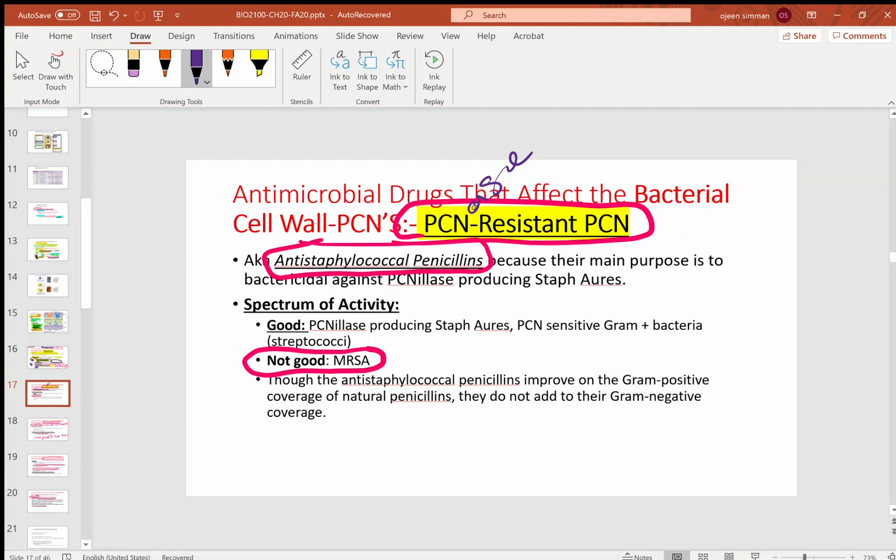I want you guys to know that these penicillinase resistant penicillins, also called anti-staph penicillins, are not good to treat MRSA. They are not used to treat MRSA. These are the ones that have names like nafcillin, oxacillin, and so on and so forth.